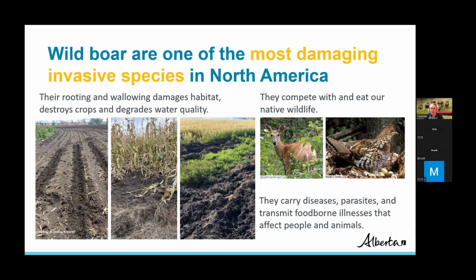They compete with and eat our native wildlife, and they carry a lot of diseases of concern for humans, livestock, and wildlife. One of particular concern right now is African swine fever. This is something that's been spreading throughout the world. It has not arrived in North America yet, but there's a lot of activities underway to prepare for and prevent that arrival.